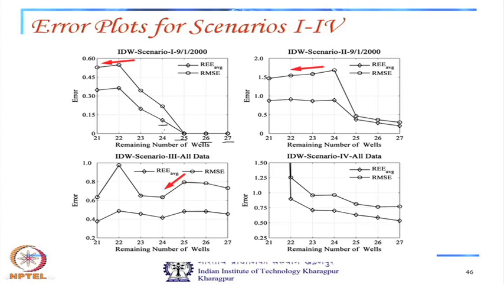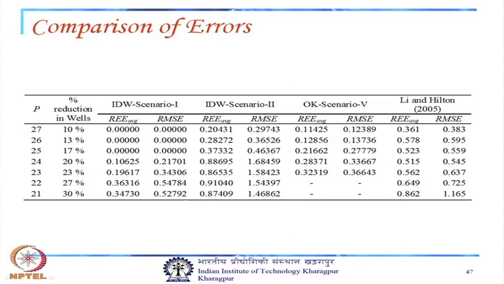If you remove more number of wells, then it will be a problem. And interestingly, if you remove even more wells, this error is decreasing again. So, we can infer that not only the number of wells, but also the configuration is important for any monitoring network. A particular configuration can give a lesser error compared to a monitoring network where we have more wells.